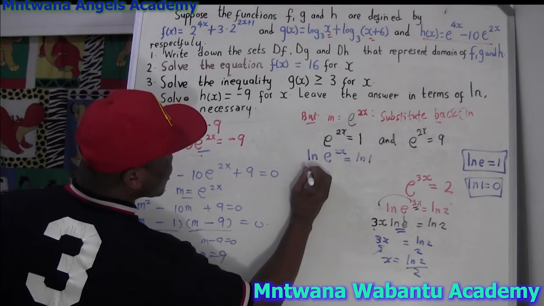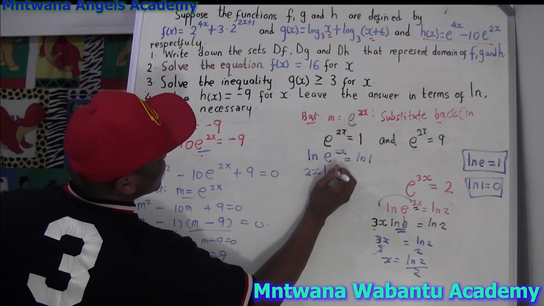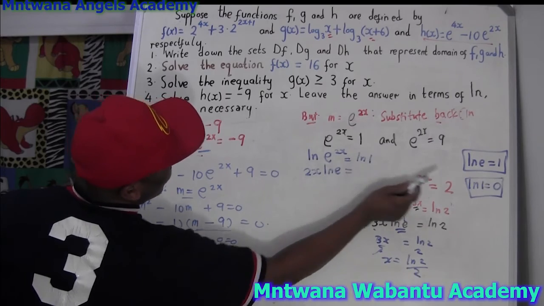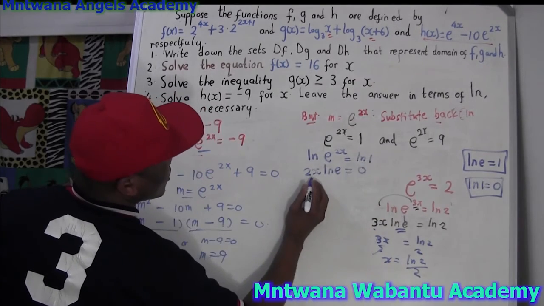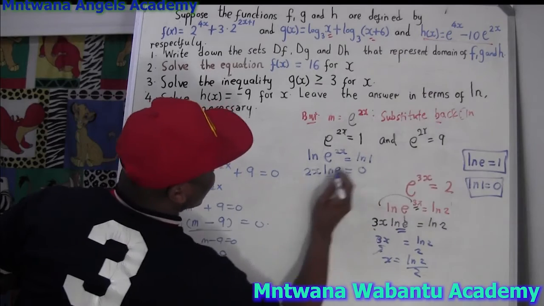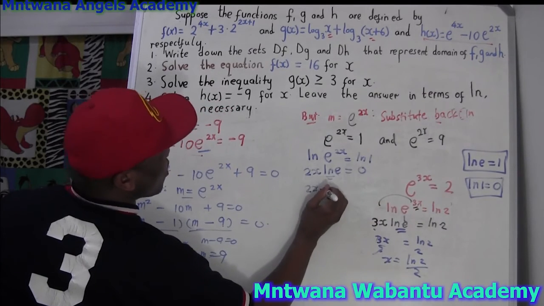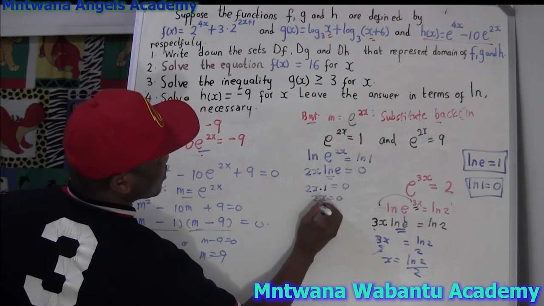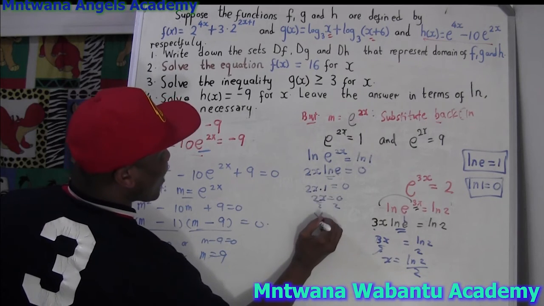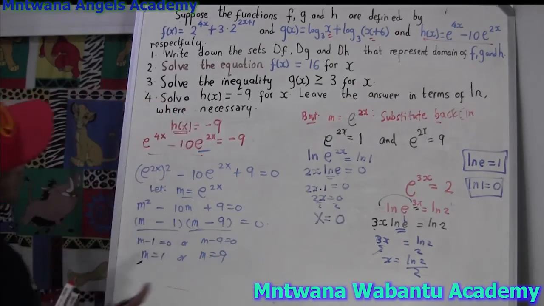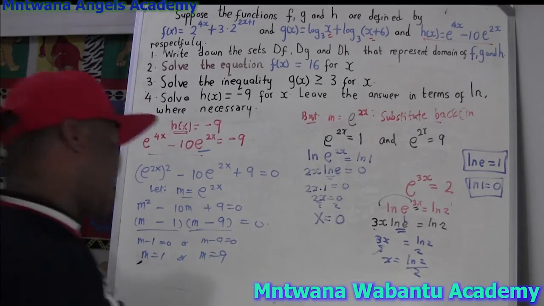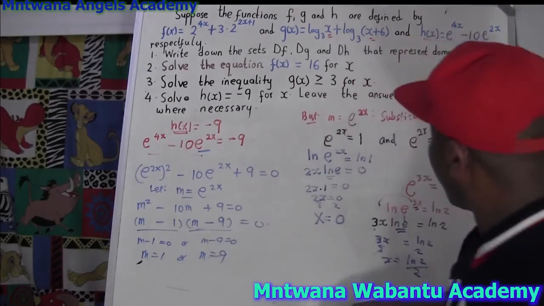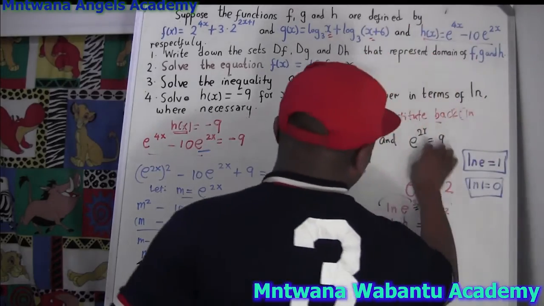So this is going to come to the front, it's 2x. And here it's ln of e equal to 1, and ln of 1 equal to 0. So it's 2x times 1 equal to 2x equal to 0. Divided by 2 on both sides, so our x equal to 0. So we got the value of x. The value of x equal to 0. Now, let's count for this one.